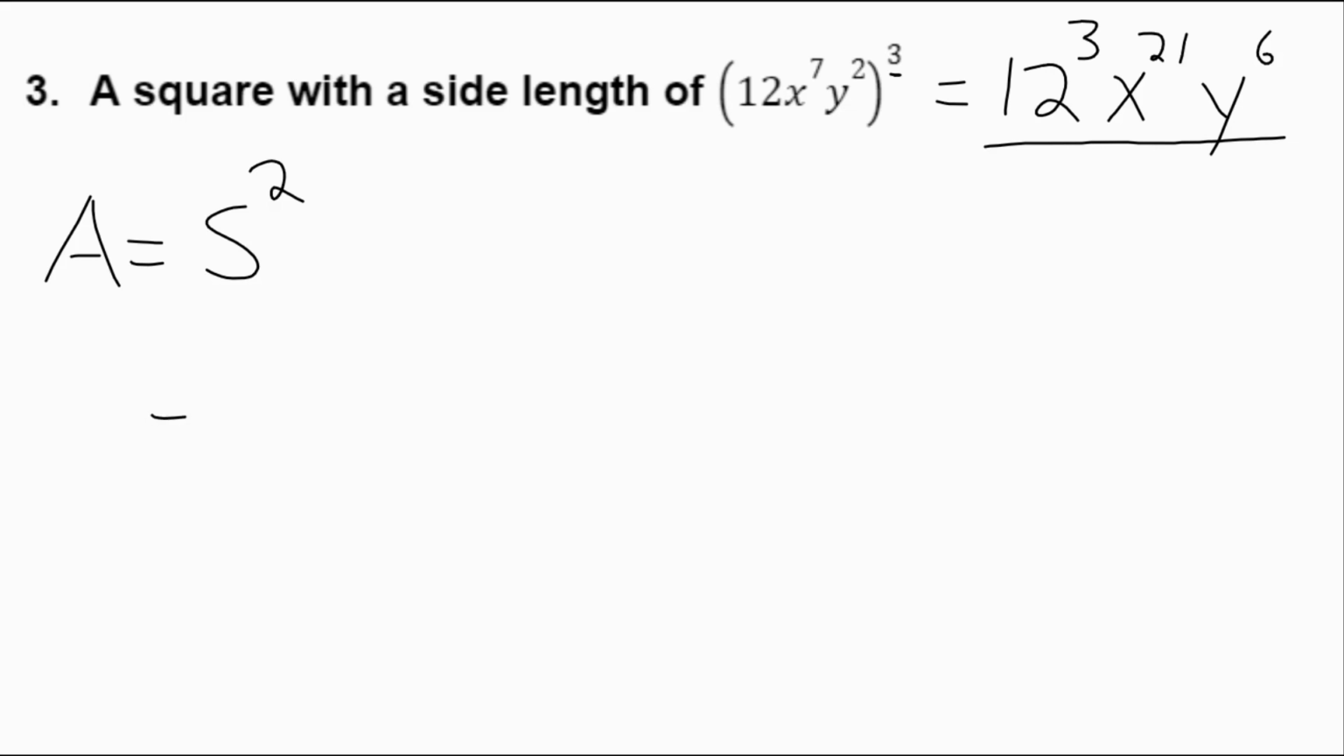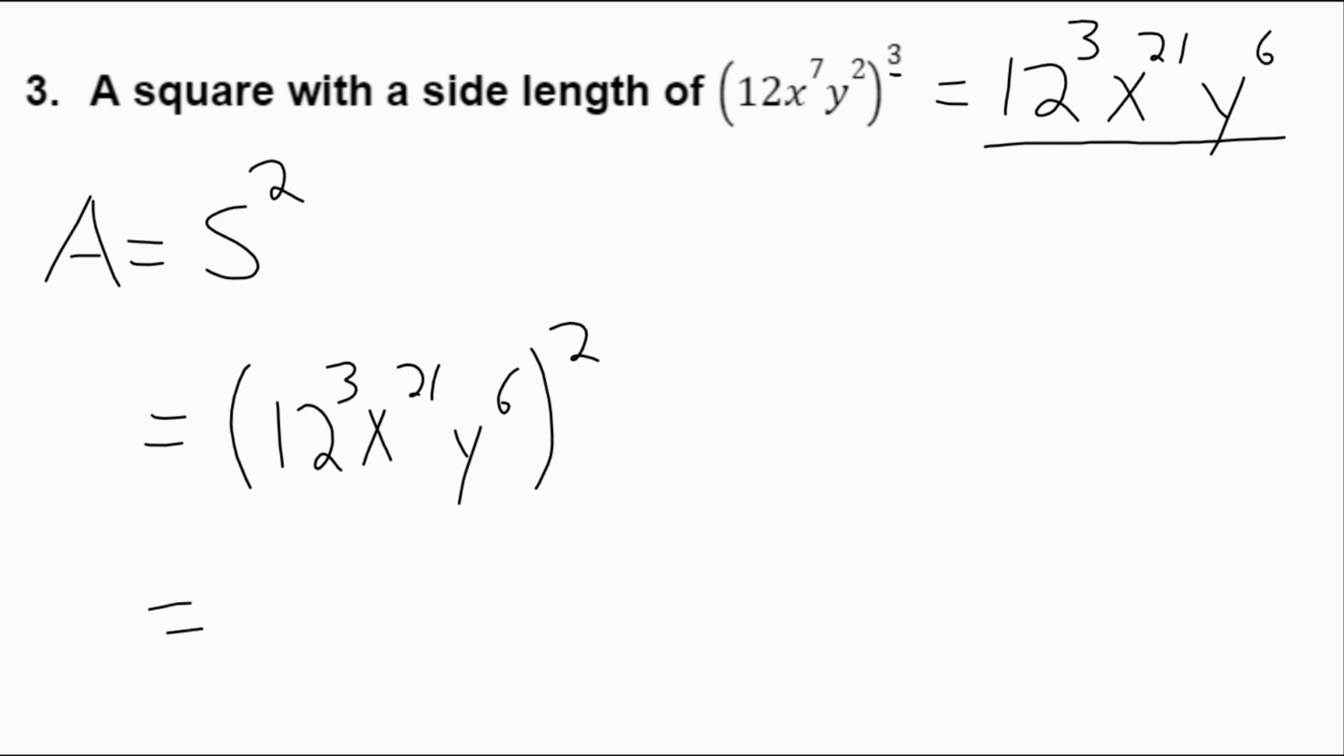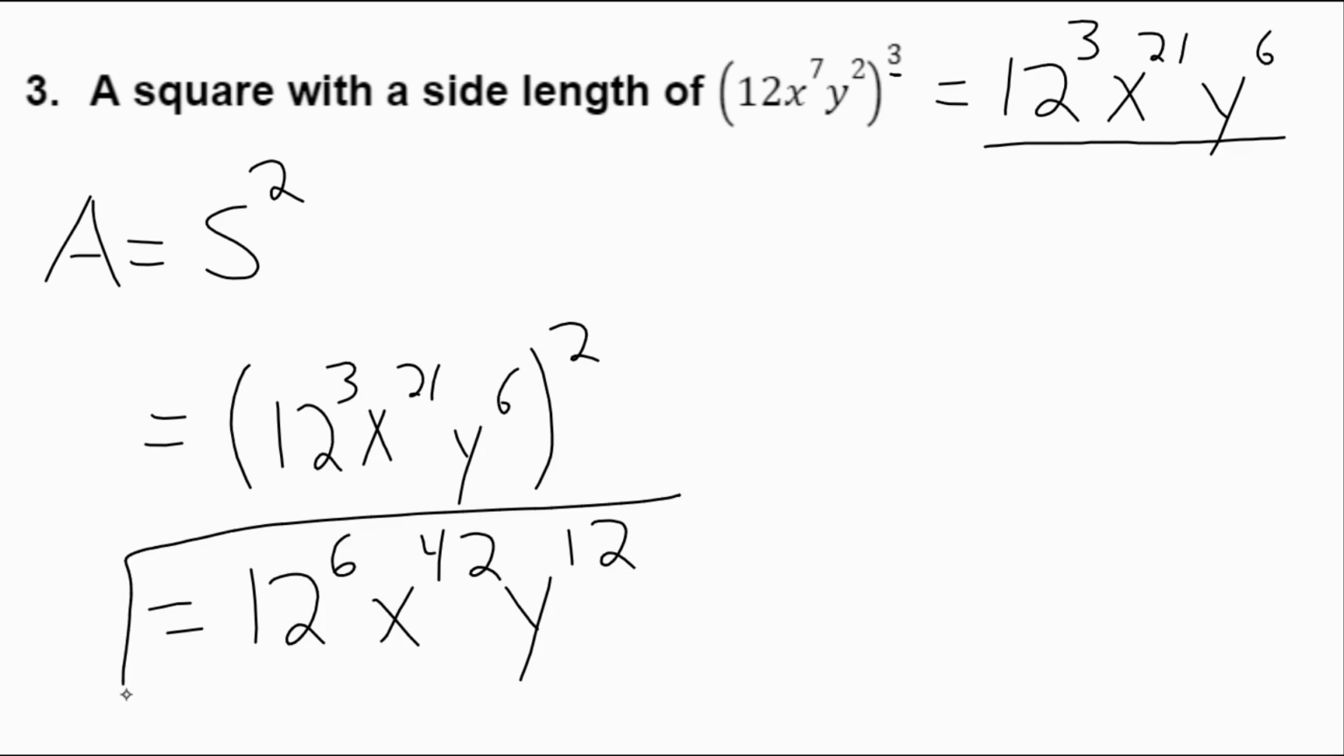Now I can plug it into my formula, where I'm now going to square 12 to the third, x to the 21st, and y to the 6th. If I do this, I'm going to multiply my side by itself. So I'd have 12 to the third to the second, which would be 12 to the 6th. x to the 21st squared would be x to the 42nd, and y to the 6th squared would be y to the 12th. So the area of a square with my side length of 12x to the 7th y squared all to the third power is 12 to the 6th, x to the 42nd, y to the 12th.